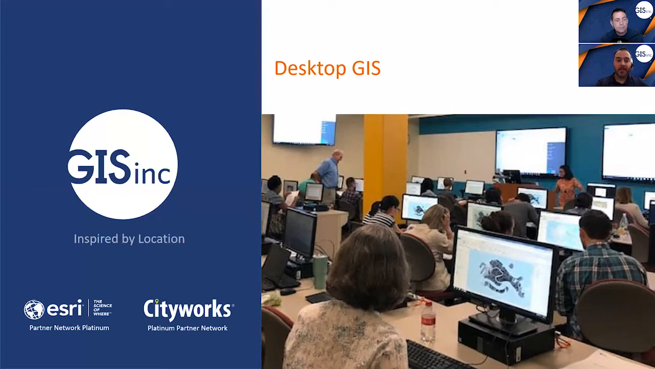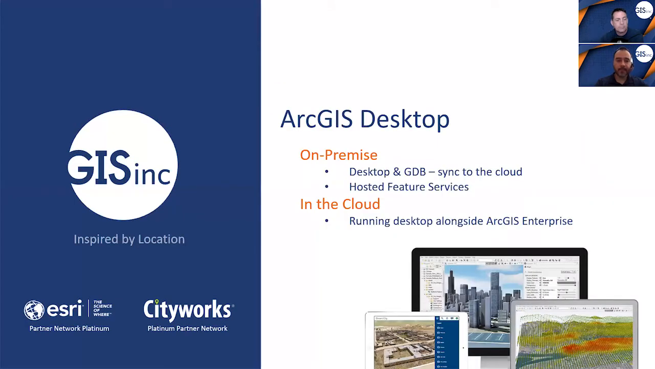We do have a couple of options when moving Enterprise into the cloud and what we do with ArcGIS Desktop. One of those is keeping ArcGIS Desktop on-premise. With your data in the cloud, we'd have to set up some sort of geodatabase sync between the cloud and on-premise. And then we also have the ability to actually edit on-premise through hosted feature services that are in the cloud. Now, another option is moving the ArcGIS Desktop into the cloud, where we run desktop alongside our ArcGIS Enterprise.